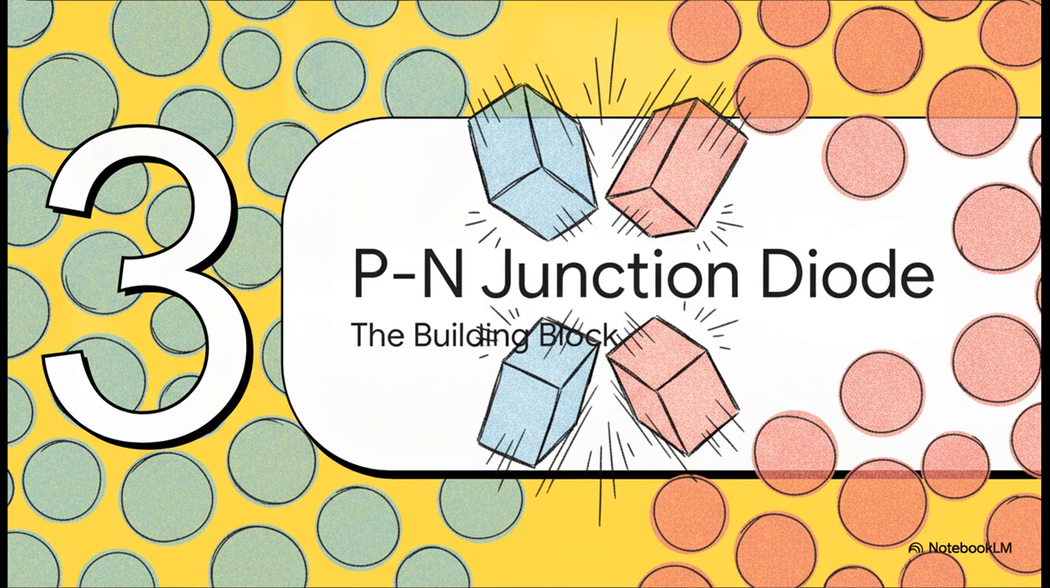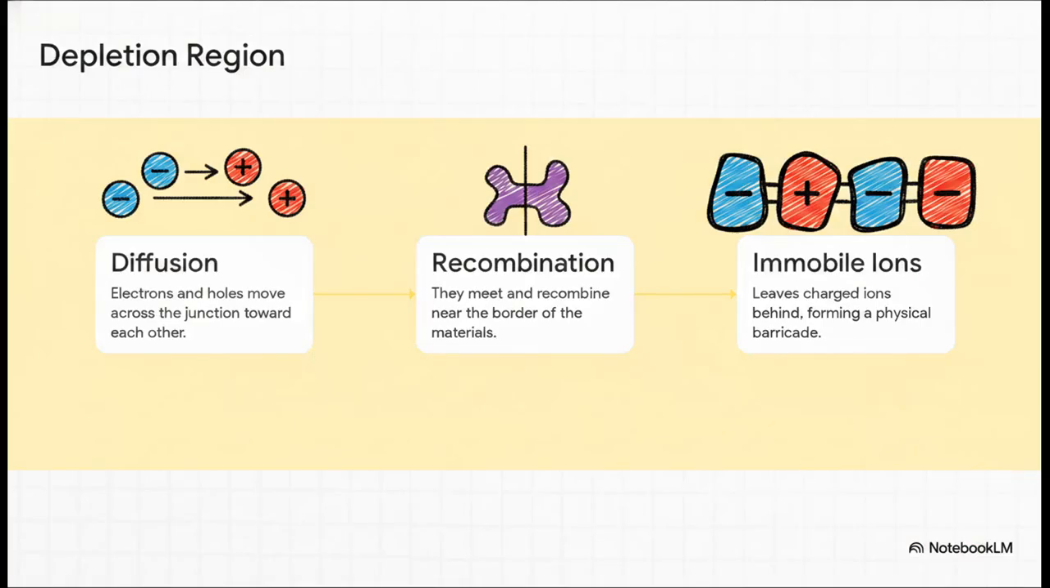Which brings us to Section 3, the PN junction diode. Okay, so we've got our negative building blocks and our positive building blocks. What actually happens when we physically smash an N-type and a P-type block together? Well, it creates an absolute microscopic traffic jam. Step 1, because opposites attract, the free electrons from the N side immediately try to diffuse over to the P side, while the positive holes from the P side diffuse right over to the N side. Step 2, as they cross the border, they meet and recombine right there near the junction. The electrons essentially just fall into the holes.